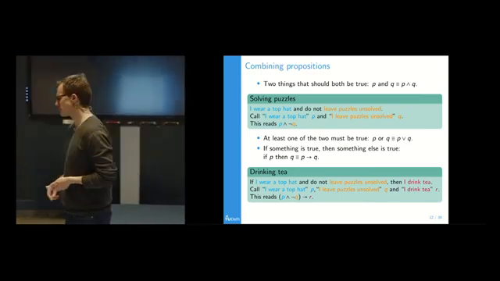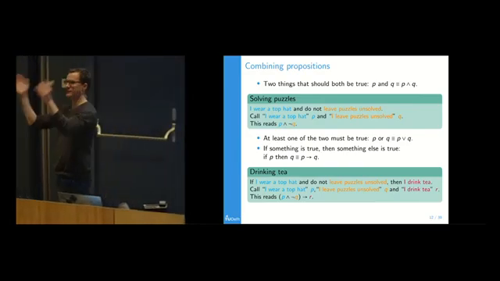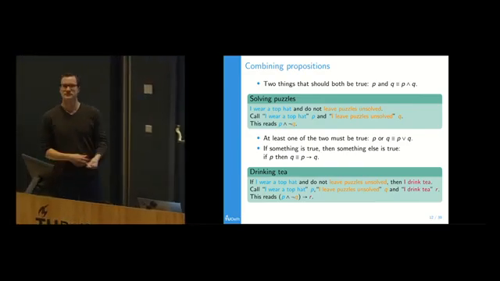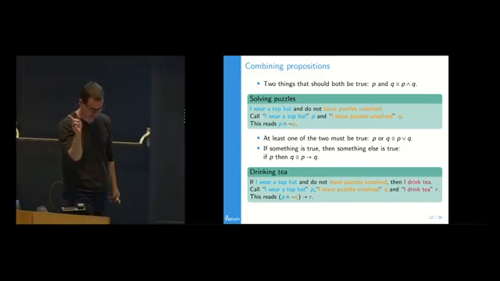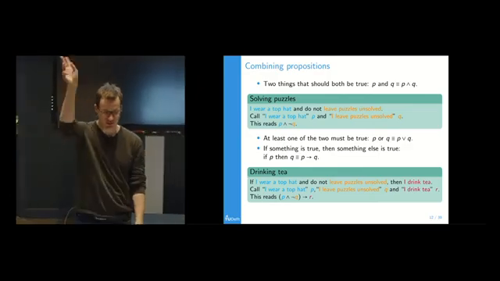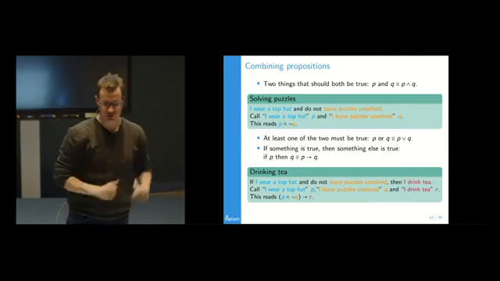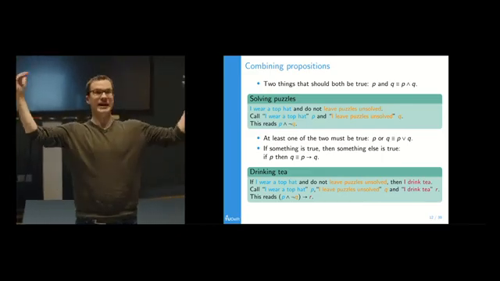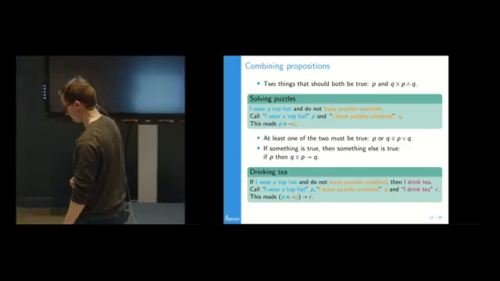I only have one teaching assistant. She knows all the precedence rules. I don't, so I just add parentheses everywhere. So also here, P and Q implies R. If I wear a top hat, P, and wedge, do not, hook thingy, leave puzzles unsolved, Q, then, arrow, I drink tea, R.